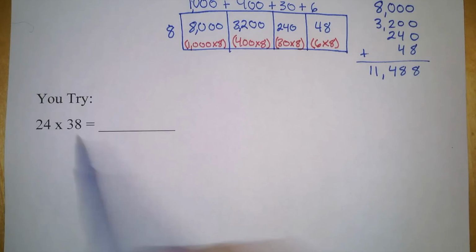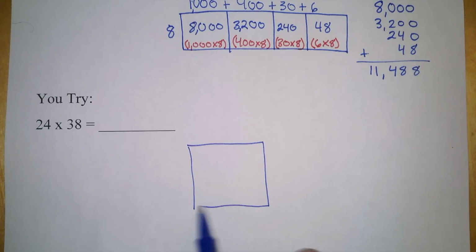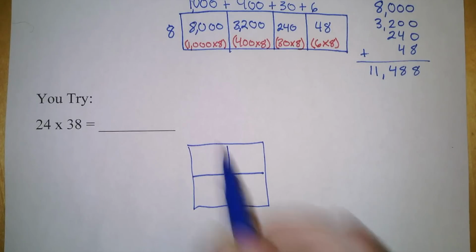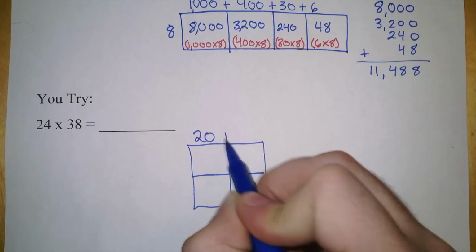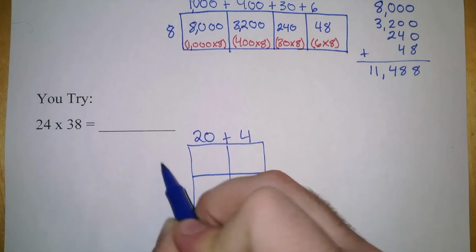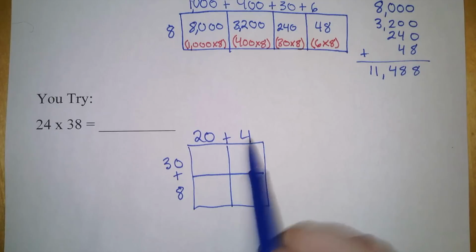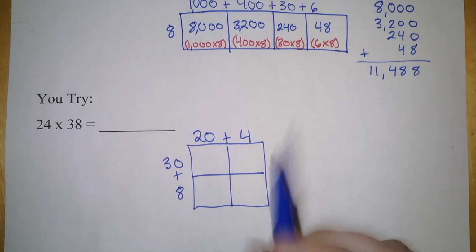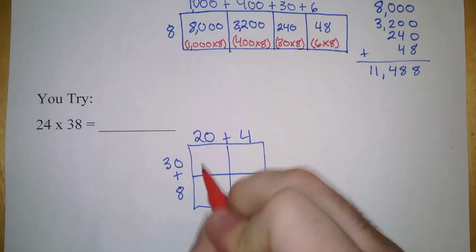This is another 2 by 2, so I'm going to draw a box. All right, writing in expanded form. My first factor, 20 plus 4, and my second factor, 30 plus 8. Now, it's totally fine if you put 30 plus 8 here and 20 plus 4 here. Doesn't really matter, as long as you have the factors in expanded form correctly. All right, again, switching to red, because this isn't required, though I think it is definitely recommended.